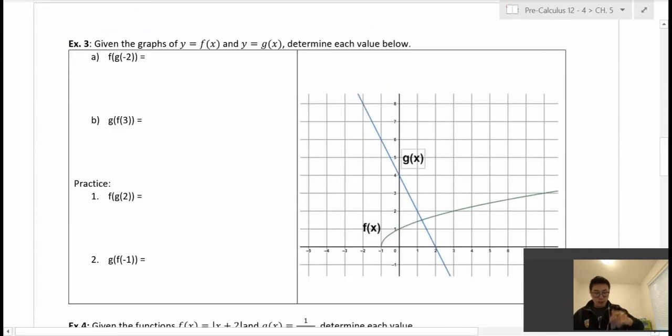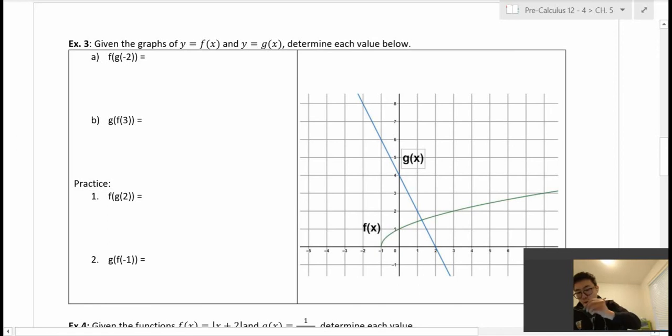Example number 3, now again, functions can be represented in different ways, right? Algebraic expression, table of values, or it could be a graph. So let's look at these 2 graphs, f and g, and then let's figure out these values here. Okay, so first one, f of g of -2. So the green graph is f of x, and the blue graph is the g function.